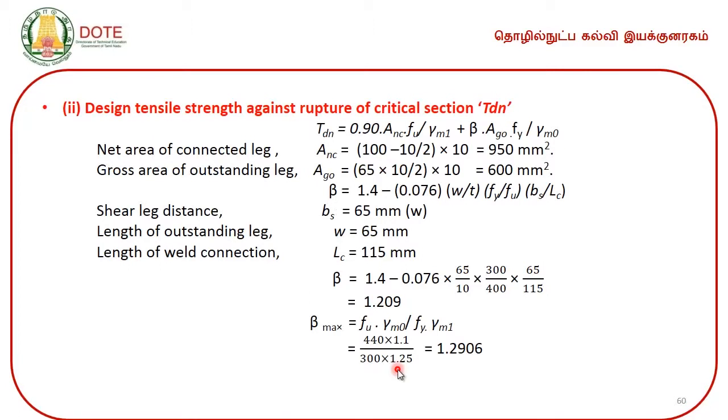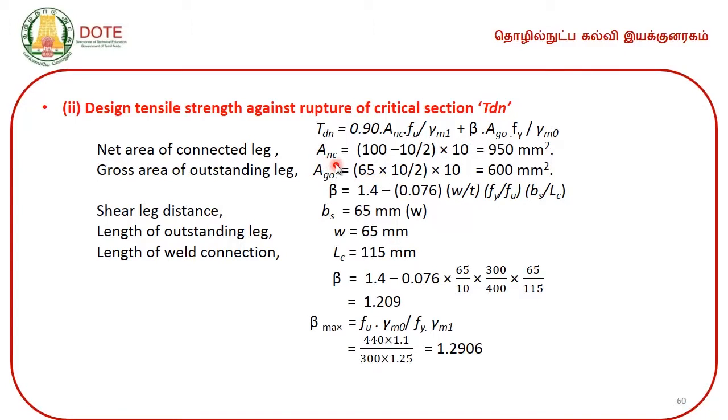And the second mode of failure, or the strength against the second mode of failure, Tdn, is given by this expression. This expression is available in the handbook as well as in the code book IS 800 2007, and this is for the connected leg and this is for the unconnected leg or outstanding leg. So, we will slowly calculate the parameters which are required to substitute.